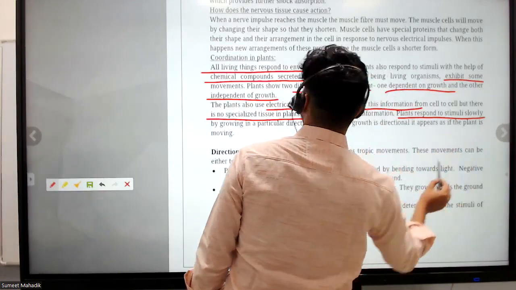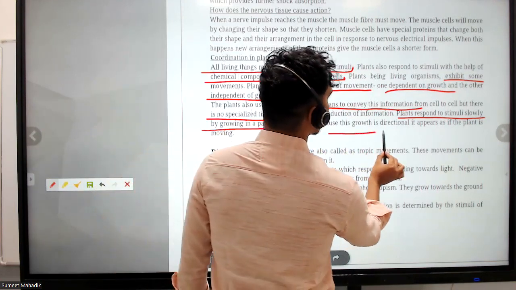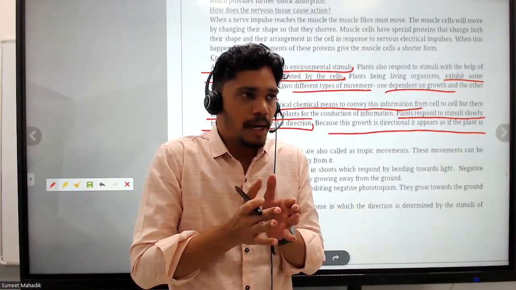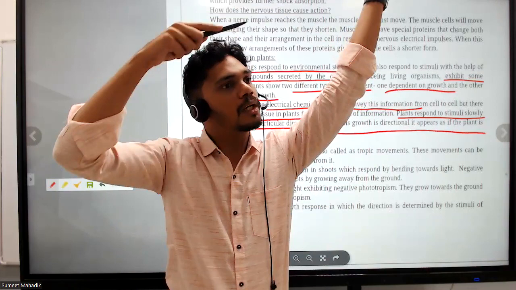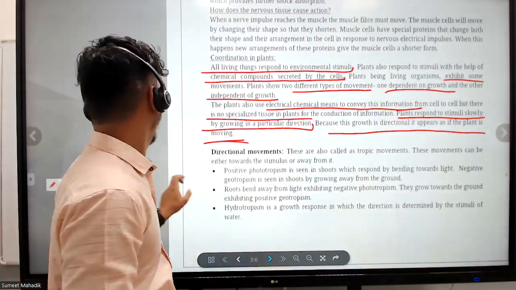Plants respond to stimuli slowly by growing in a particular direction. Because this growth is directional, it appears as if the plant is moving. If a plant is growing towards the sunlight, can I say these branches and leaves are moving to the sunlight? So this is the directional one. Is this point clear? Very good.